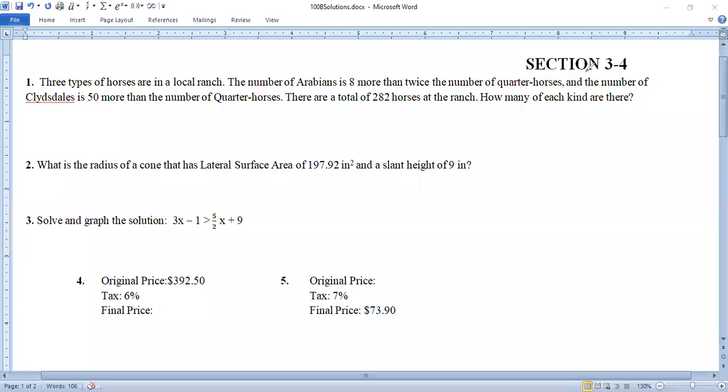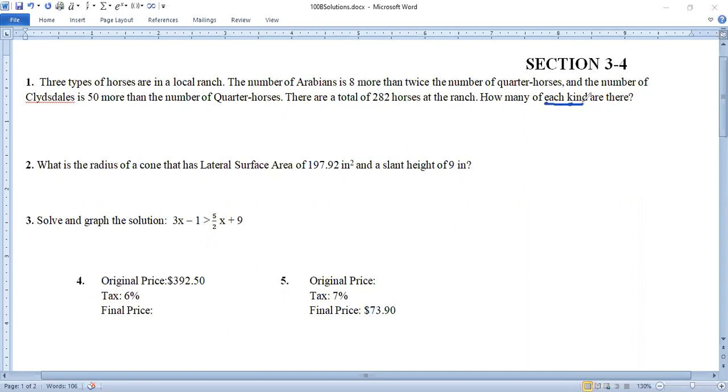Here we are in section 3-4 with the numbers 1 through 5 and their solutions. Number 1, word problem here. 3 types of horses are in a local ranch. The number of Arabians is 8 more than twice the number of quarter horses, and the number of Clydesdales is 50 more than the number of quarter horses. There are a total of 282 horses at the ranch. How many of each kind are there?